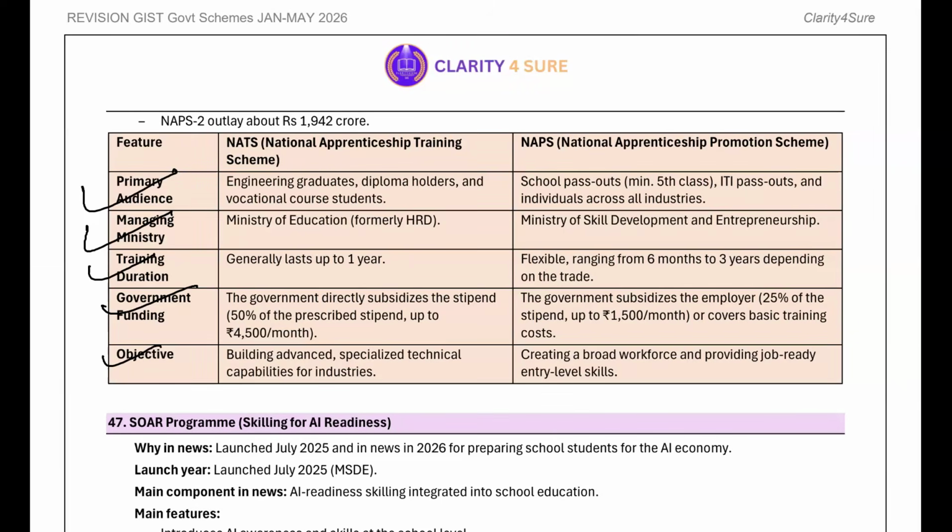Okay, and the memory trick is: earn while you're learning. You should also learn, and you should also earn while you are learning. This is the memory trick you should understand for this NAPS, PM NAPS, right? Are you getting my point? So in one line, if I want to sum up this scheme, it is learning on the job. You should learn on the job.